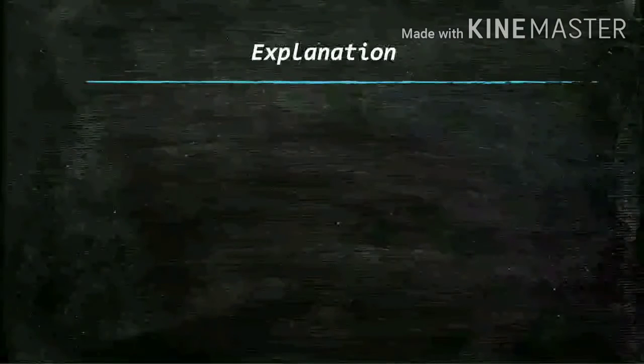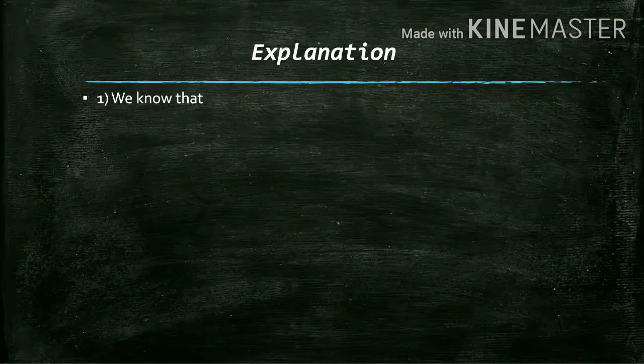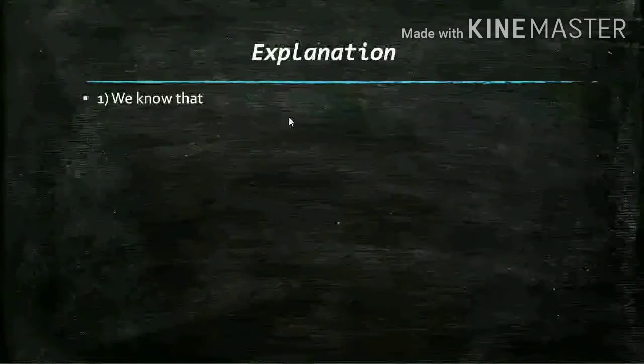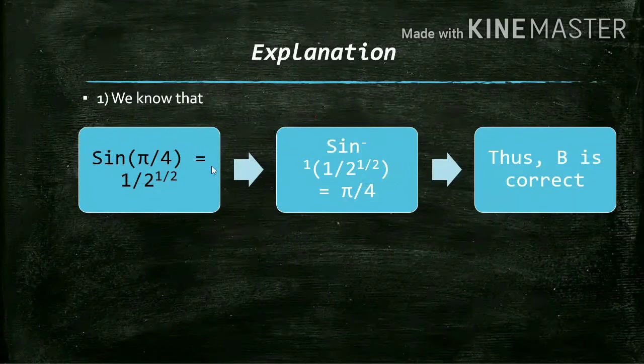For the first question, you need to find the value of sine inverse of 1 by root 2. Just don't look at the answer. I am telling you how to do it, the method that I told you.